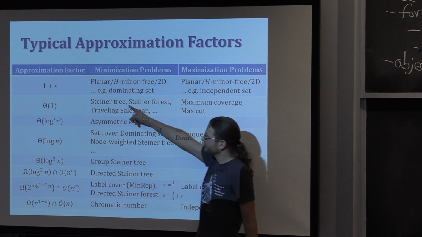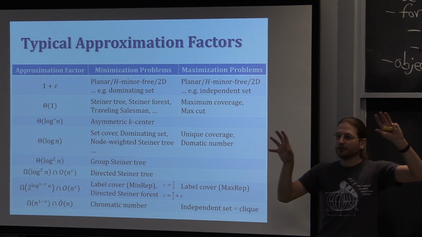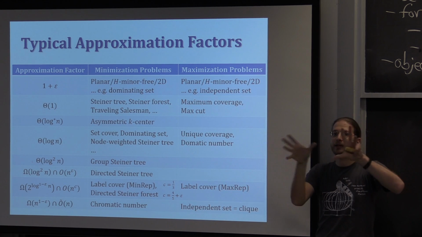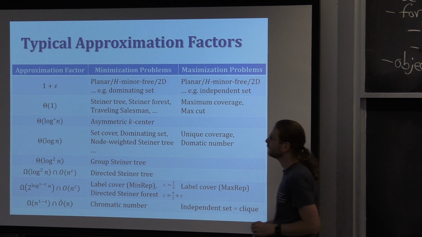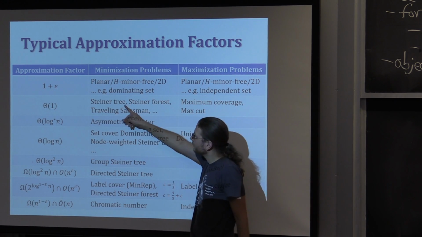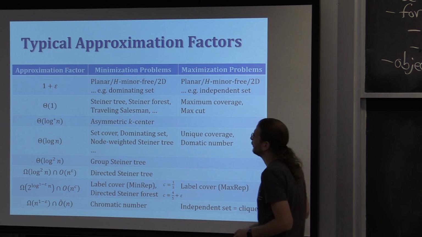Steiner tree in a graph is, I give you a graph, and you have a bunch of special vertices, k special vertices. You want to find a connected subgraph of that graph that hits all of the special vertices. That problem has a constant factor approximation, and there's no PTAS for a general graph.